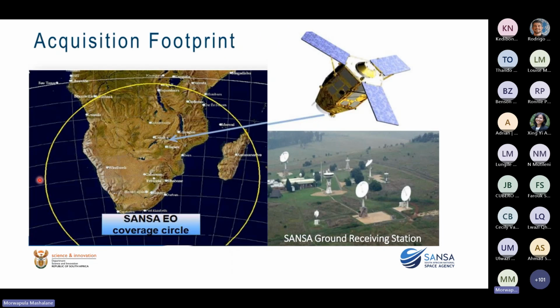The area in yellow is the area where we are able to receive direct imagery. Currently, we are directly receiving Landsat 8 and 9, CBERS 4, and MODIS Terra and Aqua. The area here is our SANSA ground receiving station, which is located at SANSA Space Operations.